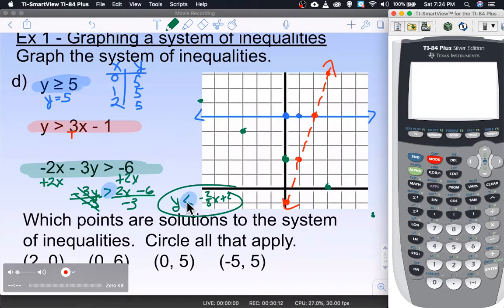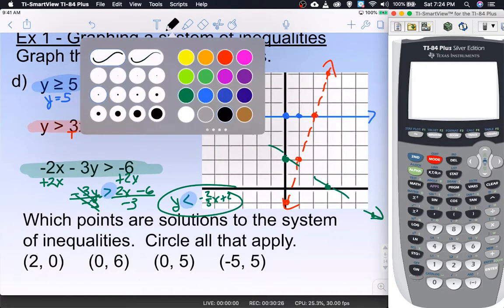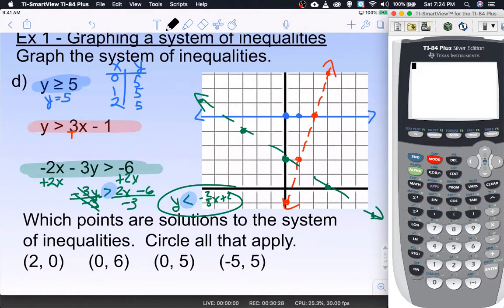It's just less than. So, and the good news is, as long as your dots are accurate, your line doesn't have to be super duper accurate. Now let's see, I've got 1, 2, 3, 4, 5, 6, 7 different sections of the graph.